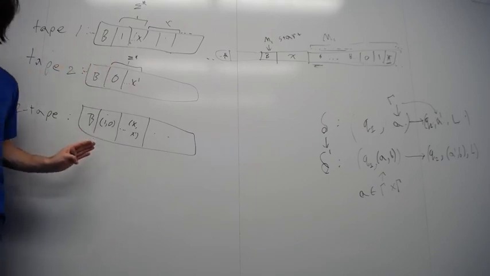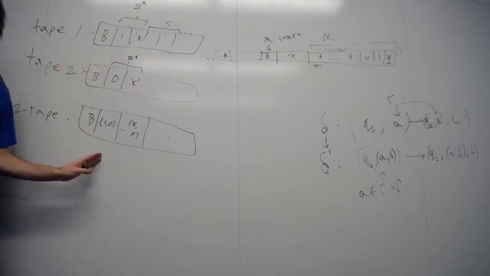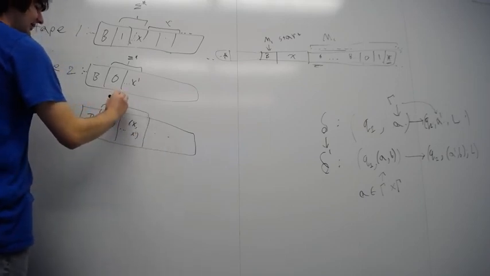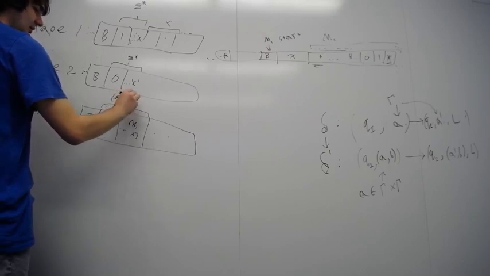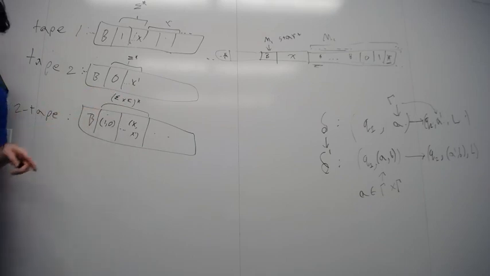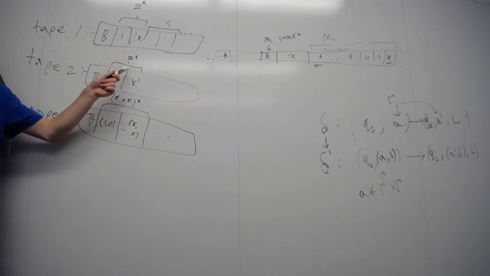This is part of sigma cross sigma star. I need to be careful about what I say there. It's not sigma star, it's sigma cross sigma star, right? Because each element is a tuple of two elements of sigma. So this is not the same language anymore. Your input is still going to be in this language.